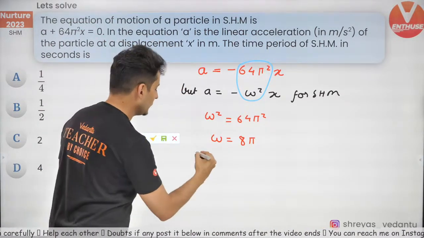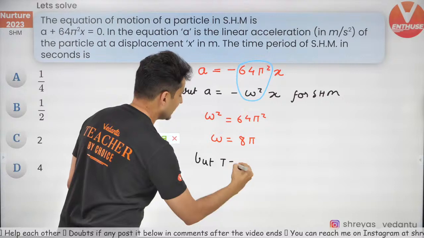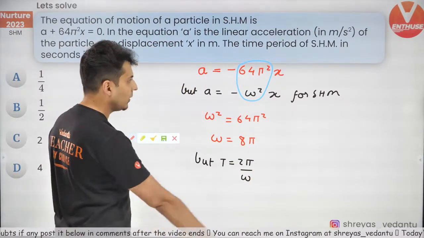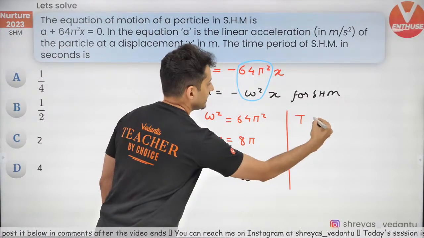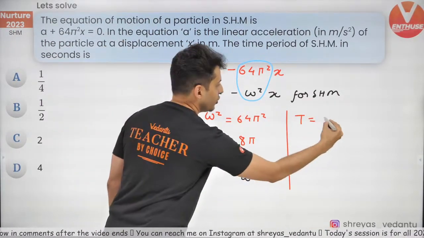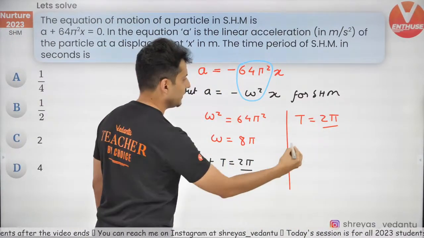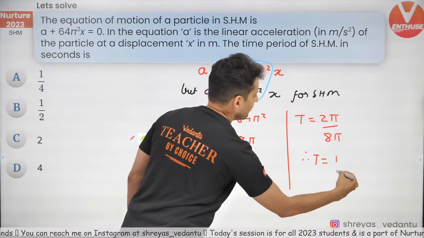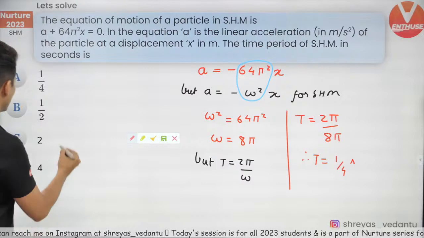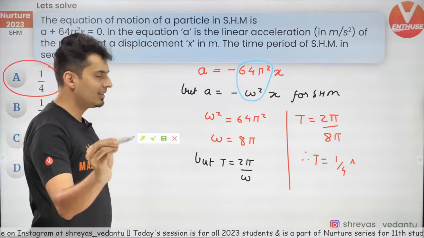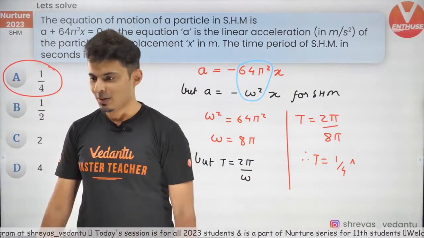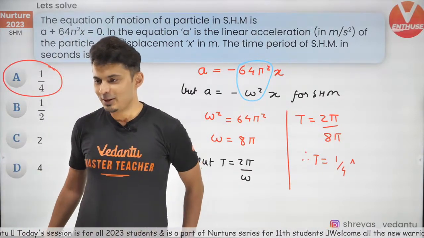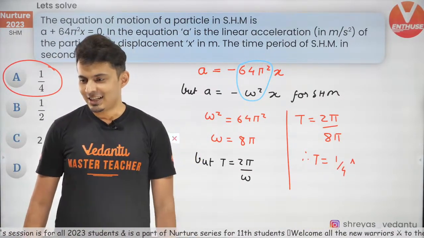You also know time period is 2π divided by omega. Omega is nothing but 8π. Therefore, the time period should be 1/4 of a second, which is option A. Done. Got it? Yes, Vivek. Yes, Molesh. Looks like some of you got it now. Very good, Roshni. All right. Very good.